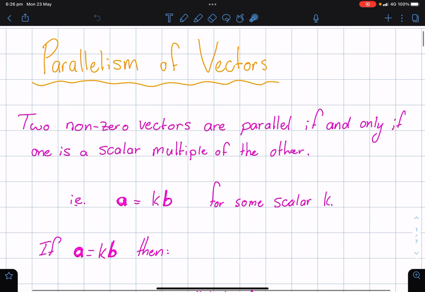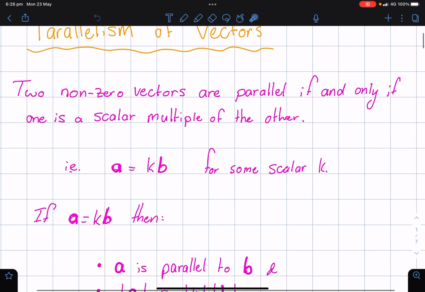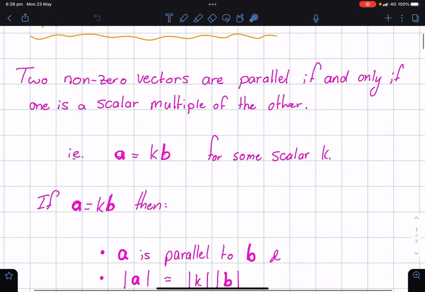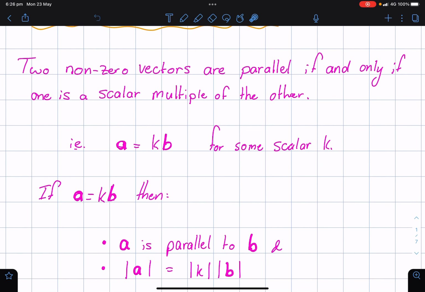All right, so if we do in fact have vector A equals a scalar multiplied by vector B, then vector A is parallel to vector B. That's what we just determined. And then also we have the magnitude of vector A. So the length of vector A is equal to the magnitude of the scalar K multiplied by the magnitude of vector B. All right.